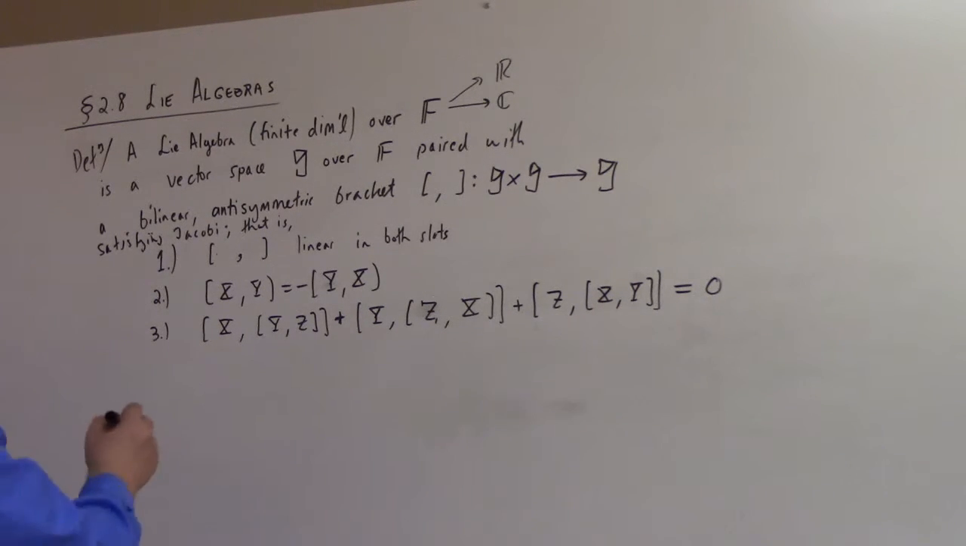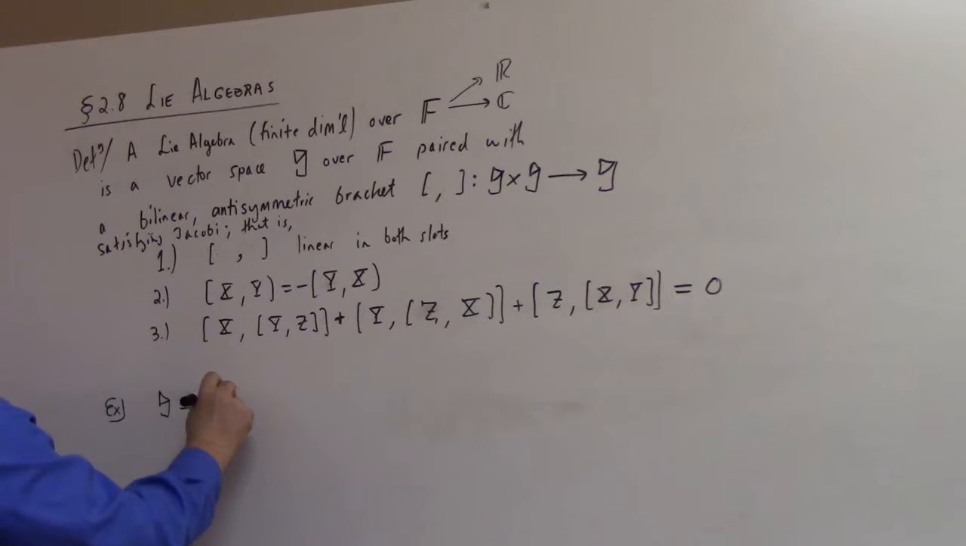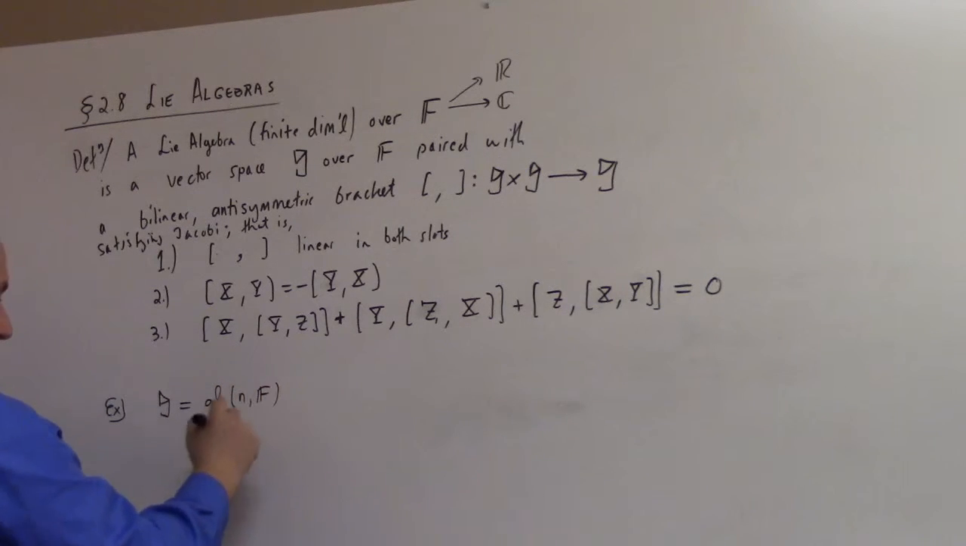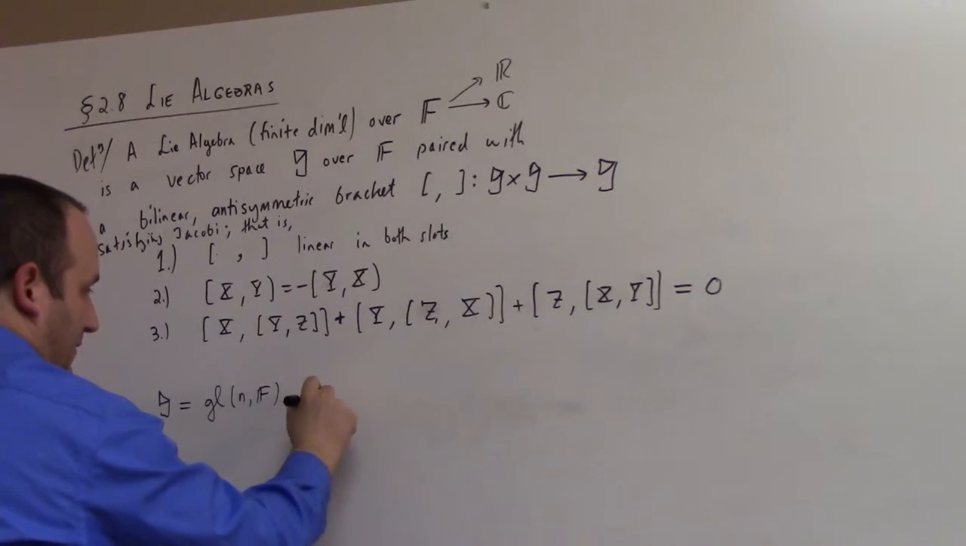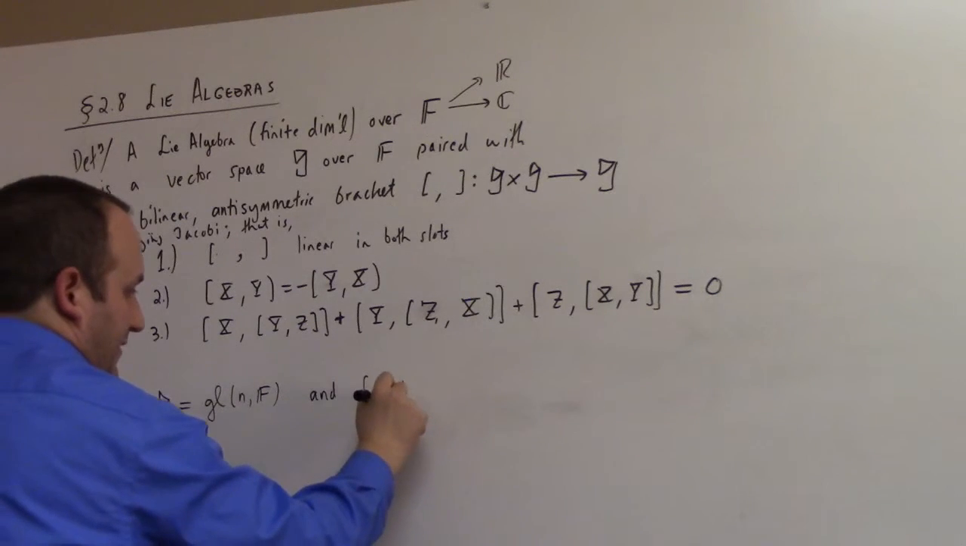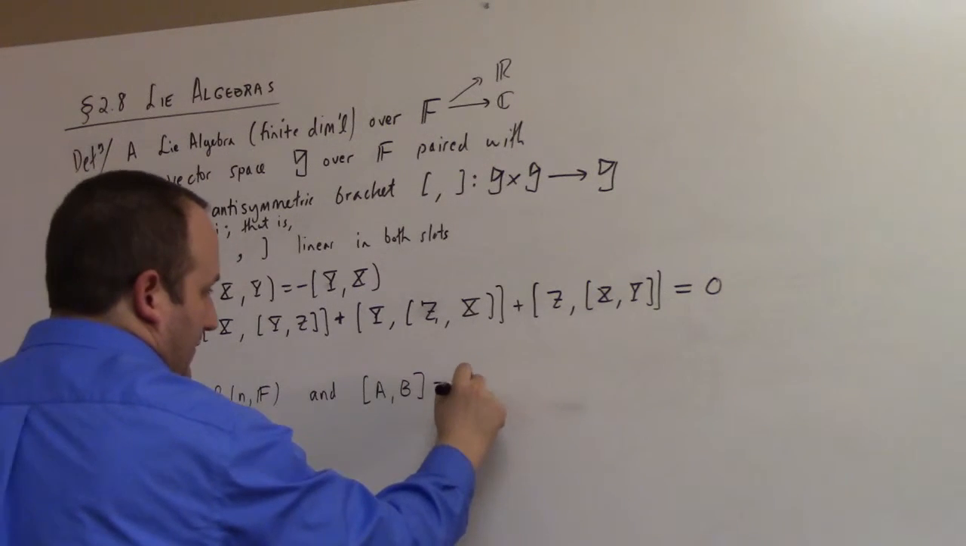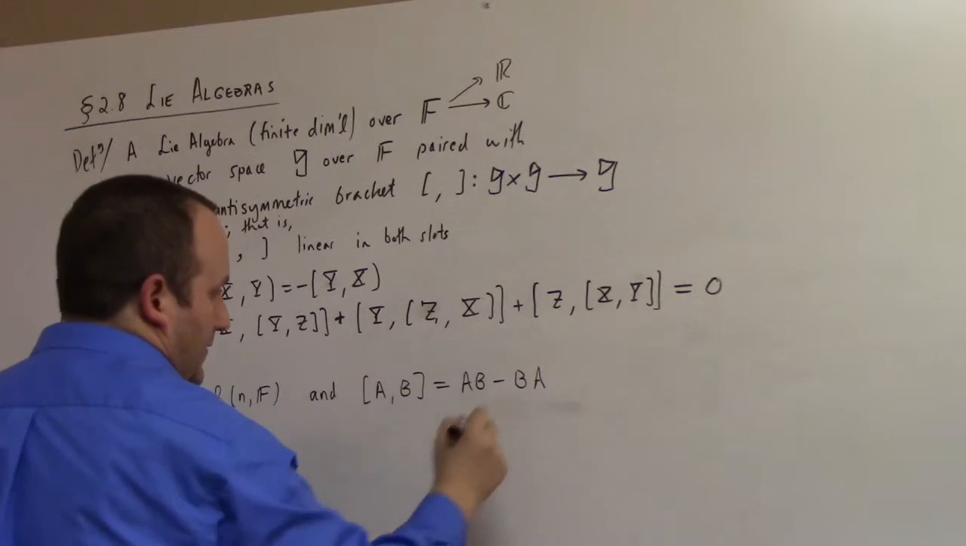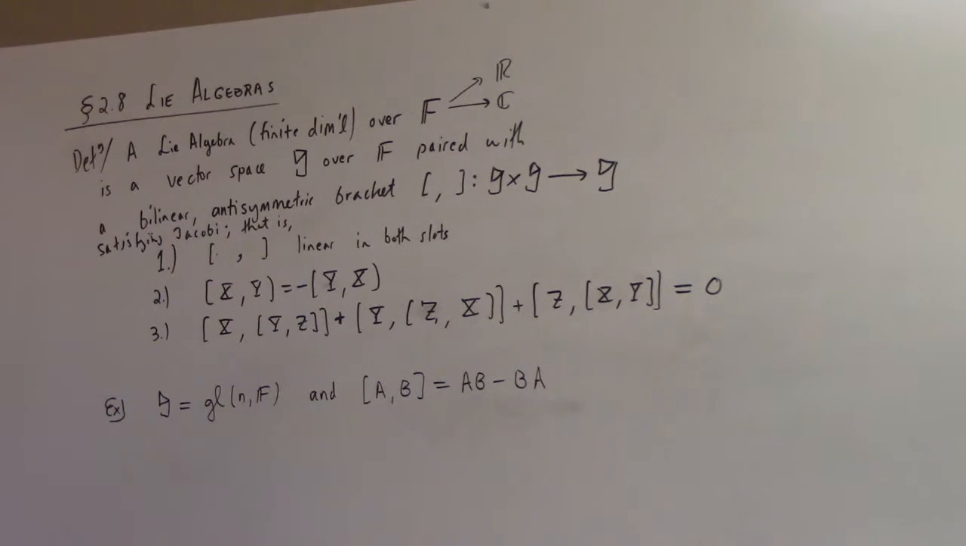So an example of this, the quintessential example, is g equal to gl(n) over the field, the thing we've already been doing, right? You can prove that the commutator bracket satisfies, I mean, it's clearly bilinear, right? It's clearly skew symmetric, and I think I gave you an exercise somewhere to show the Jacobi identity is true.